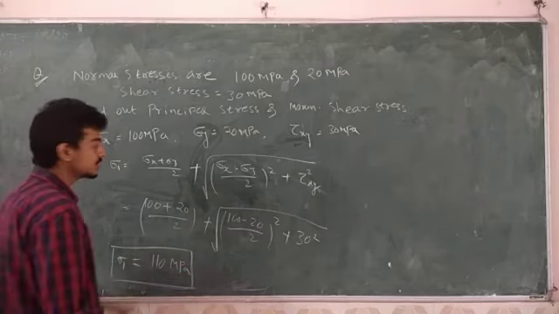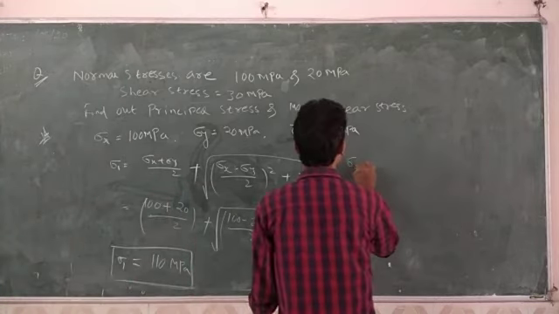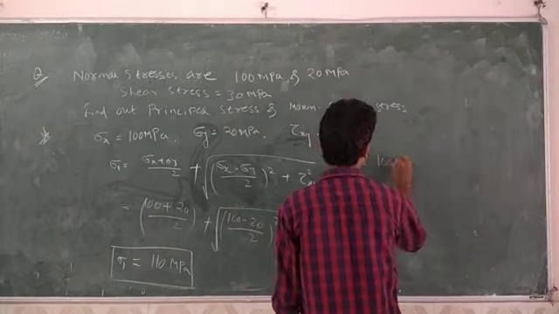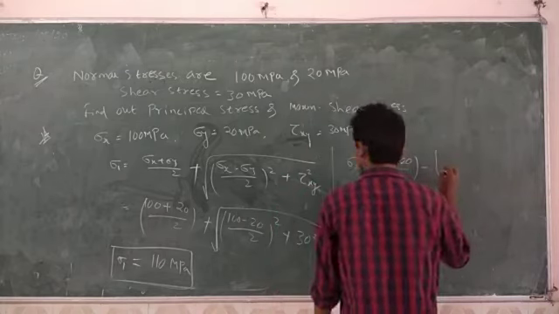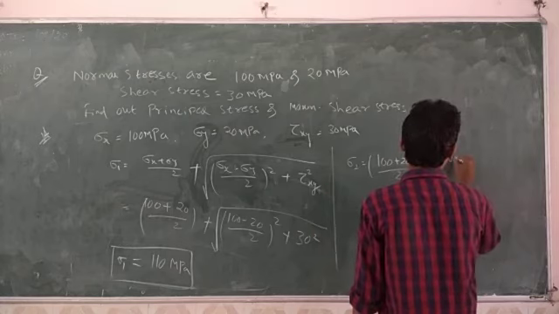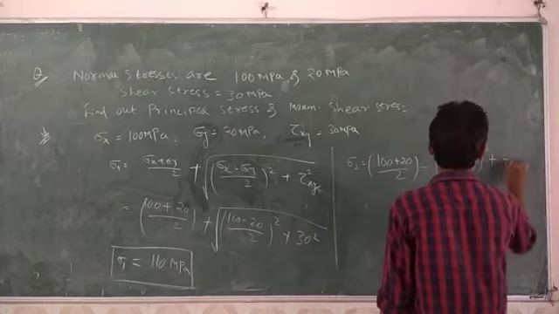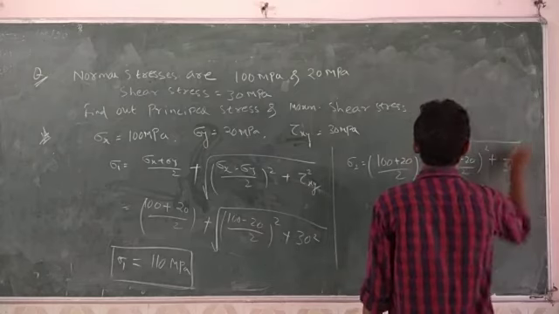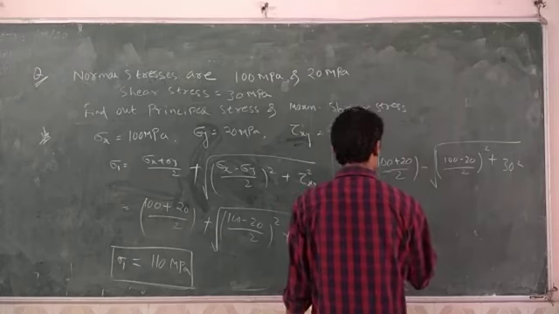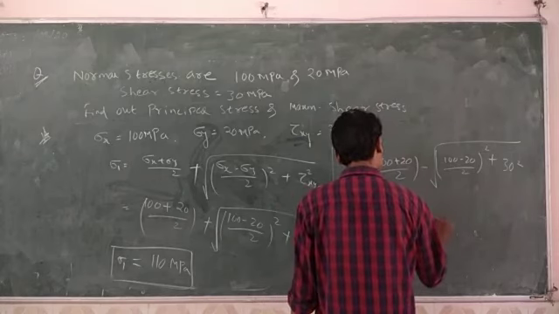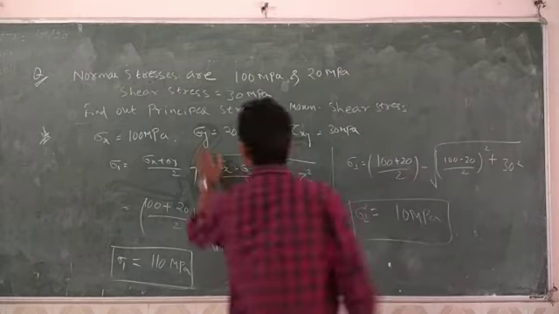Okay. If you change the sign here to minus, then it will come sigma 2. So sigma 2 will be the same, put the values: 100 plus 20 by 2 minus square root of (100 minus 20 by 2) whole square plus 30 square. So it is coming 10, I think 10 megapascal. The principal stress part is over.